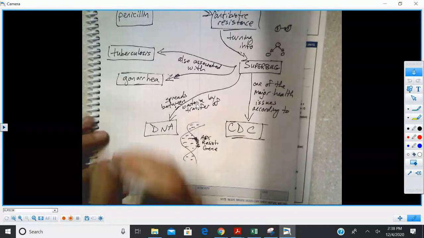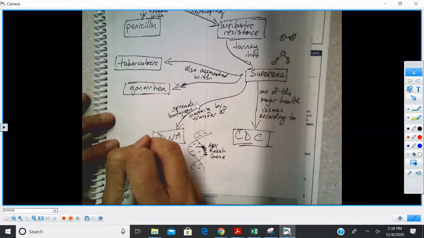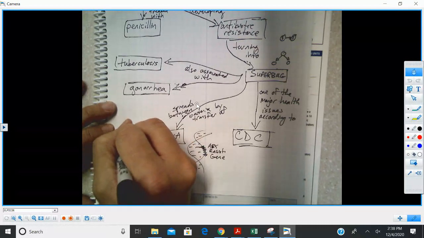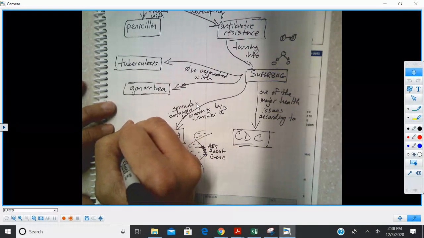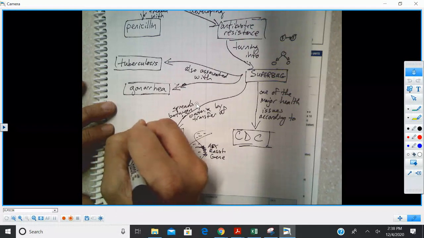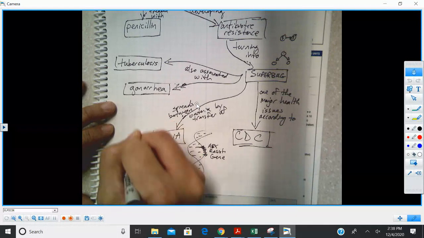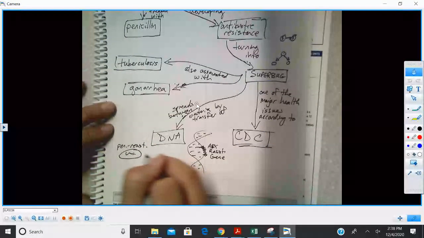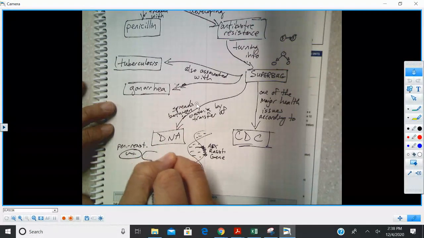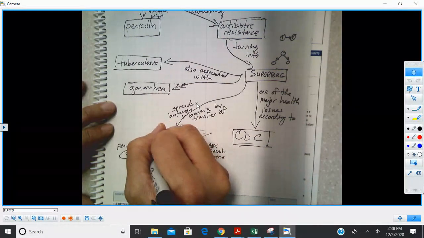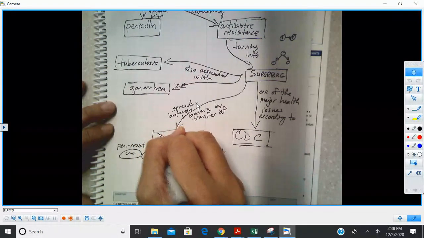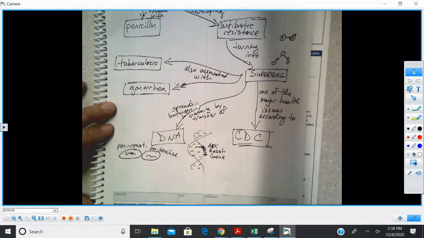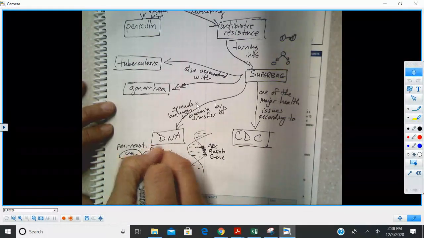So if this bacterial cell is resistant, let's say to penicillin, based on its genetic code, and it happens to get mixed in the same area with another one that is sensitive to it, this one has a special little gene on its DNA. Then what can happen is we can have a transfer of that.